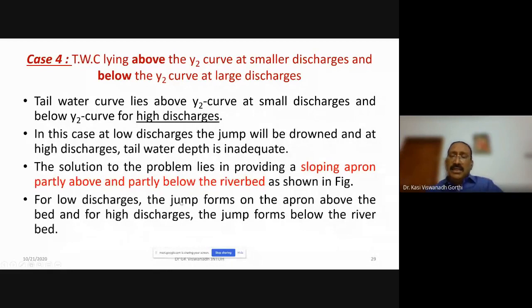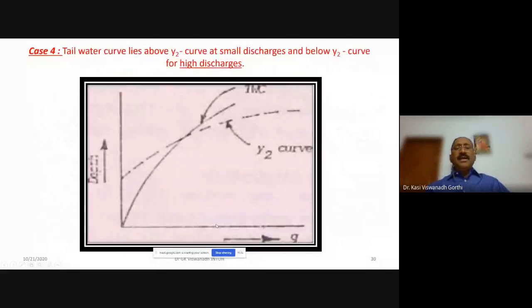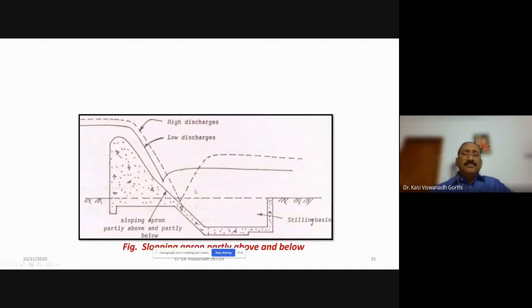For low discharges, the jump forms on the apron above the bed, and for high discharges, the jump forms below the riverbed. So this is case 4, where your TWC and Y2 are crossing here. You can see here, this is a sloping apron which has been provided partly above the riverbed level, and partly below. So this takes care of both the instances of low discharge and high discharge.